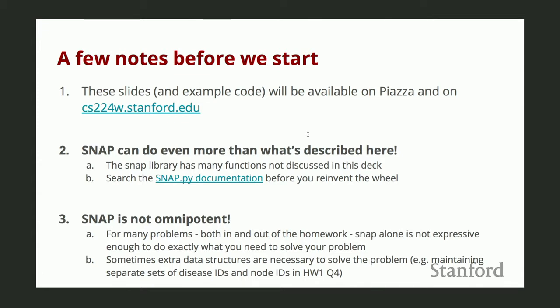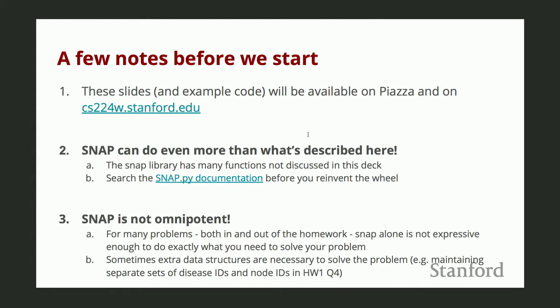Second thing is, Snap is not all powerful. For a lot of the stuff in the homework and in your project, Snap is not powerful enough or expressive enough to do exactly what you need to solve your problem. And so sometimes you need extra data structures to be able to solve the problem. An example of that is, I know you guys definitely haven't looked at it yet because it came out like 12 hours ago, but on the last part of question 4 on homework 1, you're going to need supplementary data structures to store what nodes in the graph are diseases and what nodes in the graph are genes. No worries if that doesn't make sense.